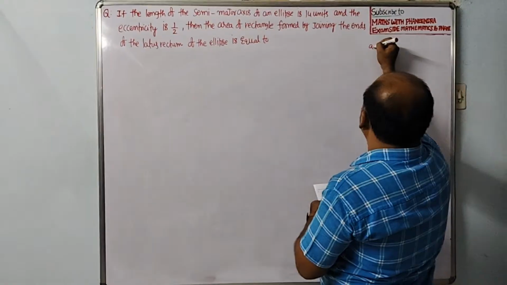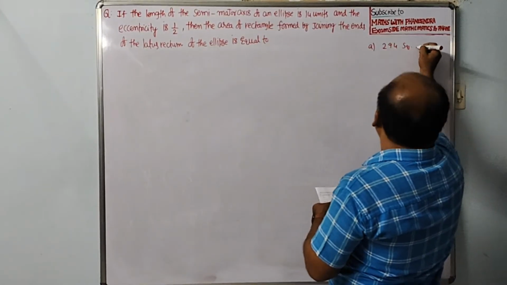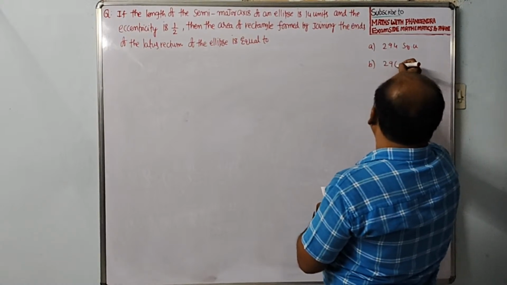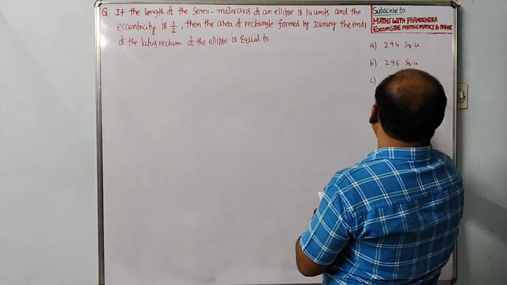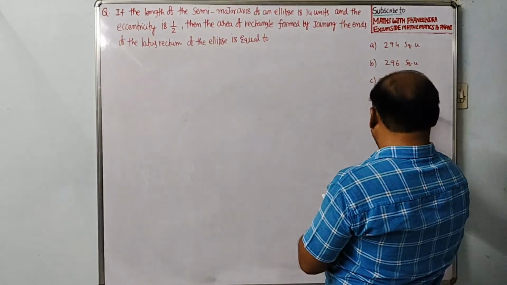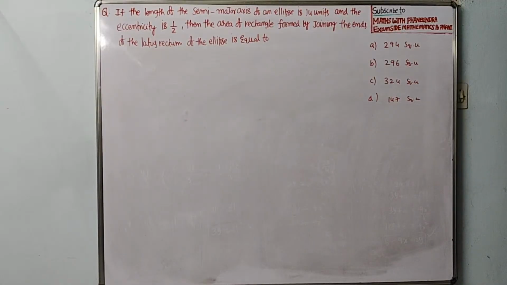So first option 294 square units. Second option 296 square units. 324 square units. 147 square units. So think about the question twice, or read the question thrice thoroughly, dear students. You will get an idea to solve the problem.